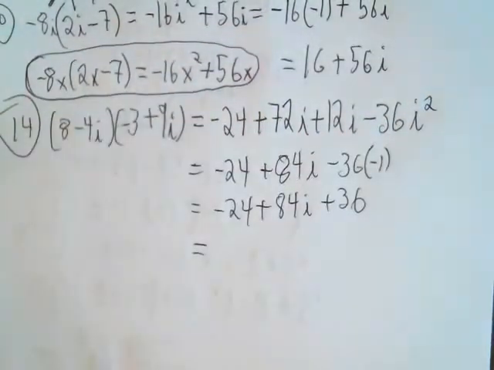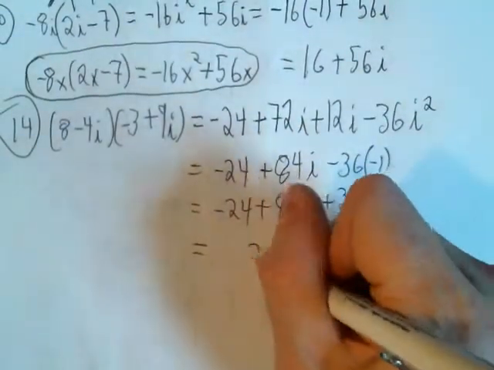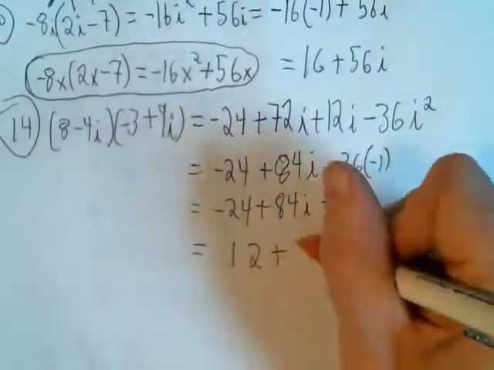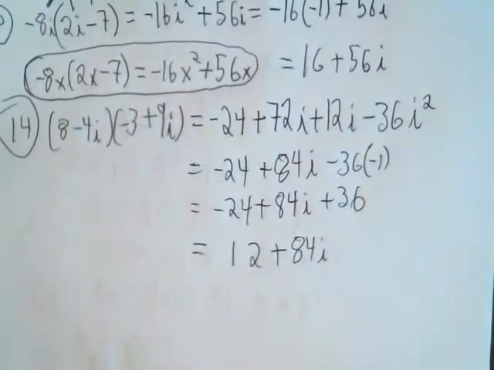And what's next? Combine the real parts together. And what is that? 112, I think. So plus 84i. I don't feel like adding today.